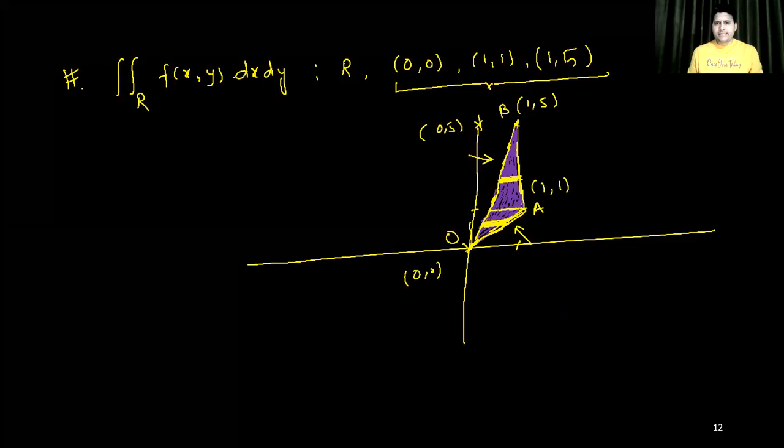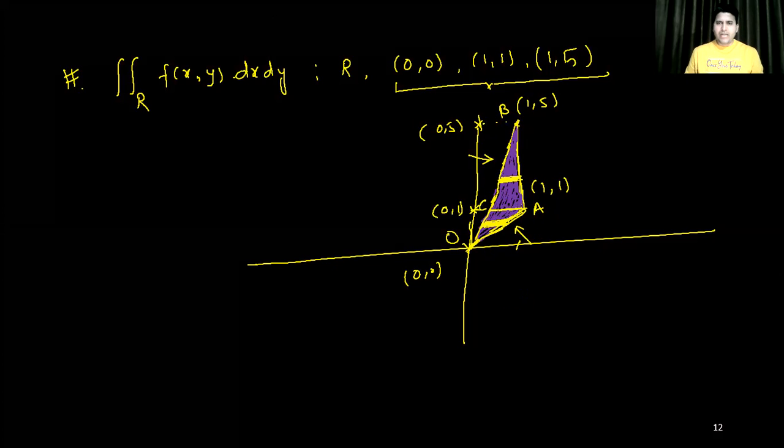So now let us find limits for it. Parallel to the y-axis, only one strip is needed. Parallel to the x-axis, we should take two strips. So let these points be A, B, C. This point is C. So I should find this point is (1, 1). So this will be what? (0, 1). And this is (1, 5). So this will be (0, 5).